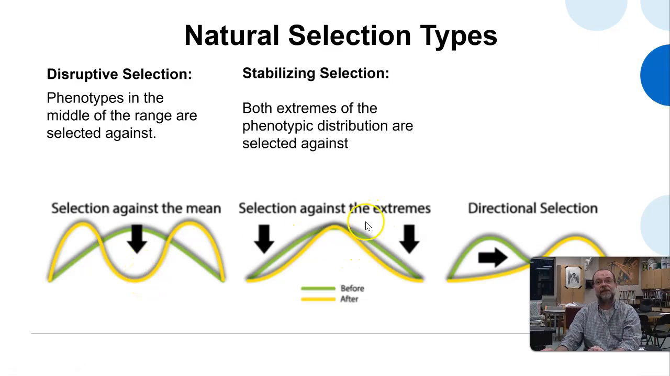Over here, selection against the extremes, this looks like what's happening with sickle cell, okay? So evolutionary-wise, we select against the guys on either end of the curve. Directional selection is we're pushing, like the stickleback fish. You're pushing towards one particular characteristic, like having pelvic spines or not having pelvic spines. In the case of the stickleback fish, it was not having pelvic spines in fresh water.